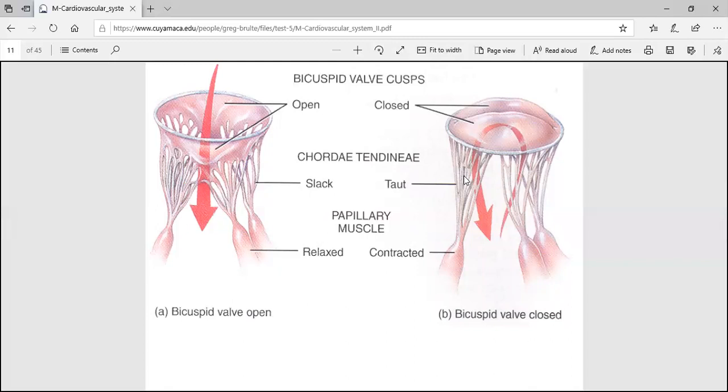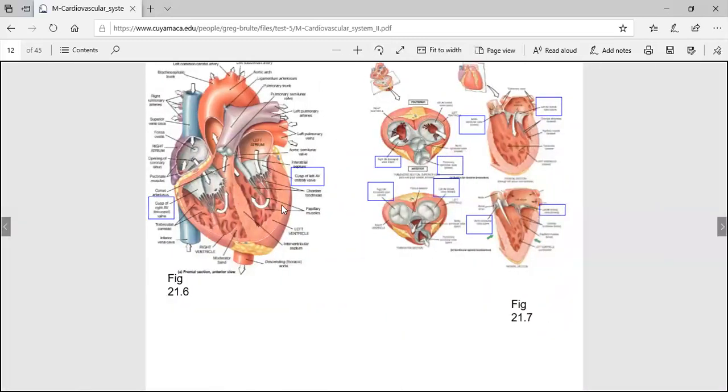Chordae tendineae, papillary muscles. Just make sure you can pick them out, because I can point here, papillary muscles. I can point here, chordae tendineae. I can point here, that's your left AV valve.